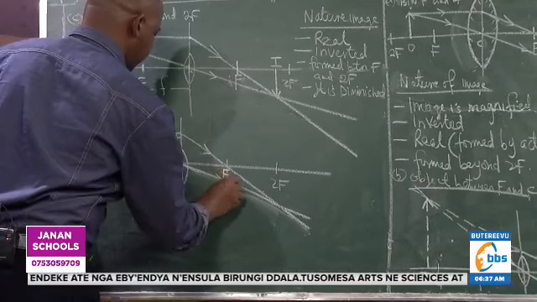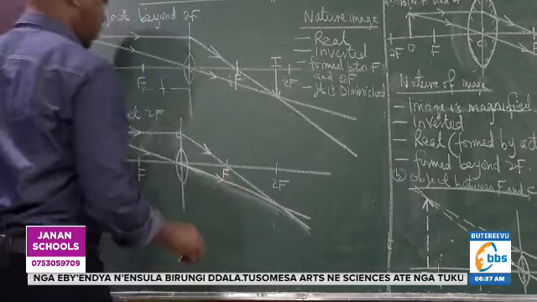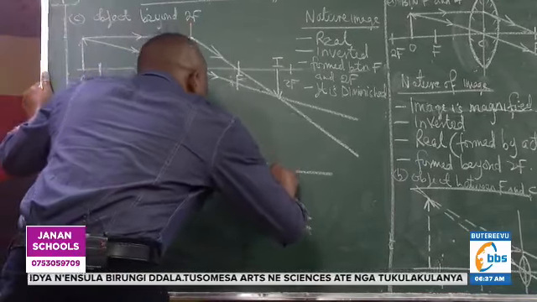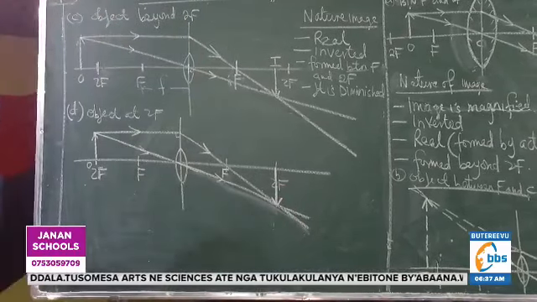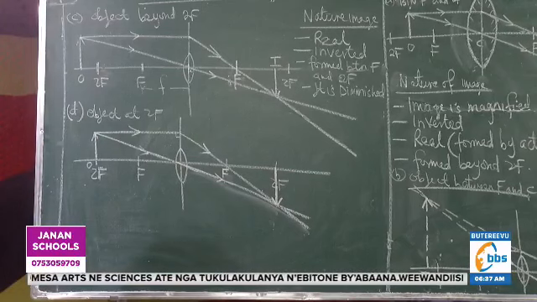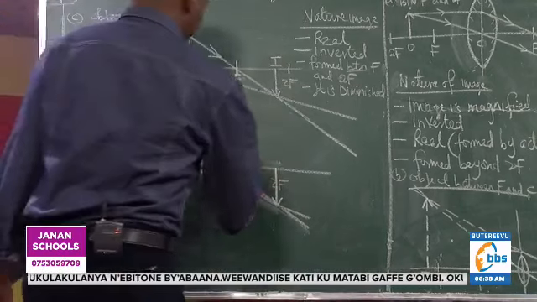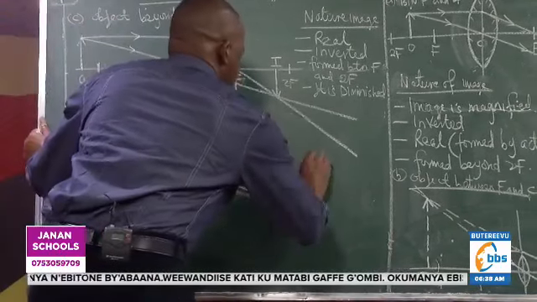Under normal circumstances, I am trying my level best to make sure that my ray diagrams portray exactly what is expected. This image, if you are very accurate, will be formed exactly at 2F. I have tried to be accurate with my free hand. It will be formed at exactly 2F, and it will have the following nature.